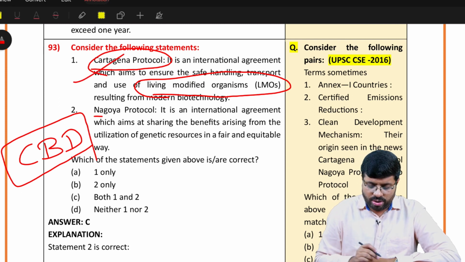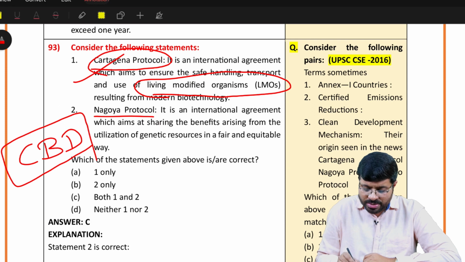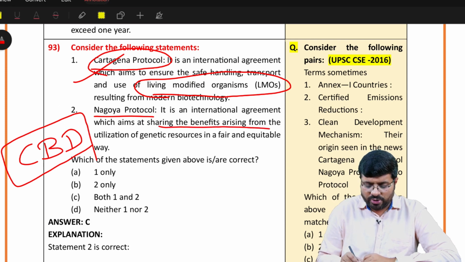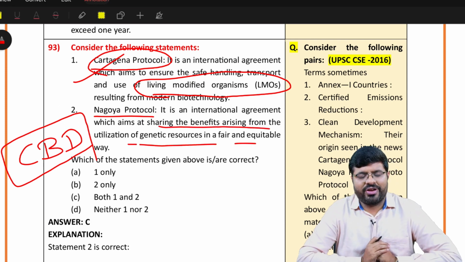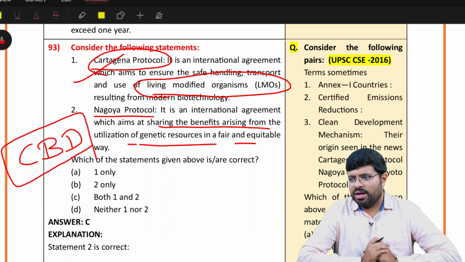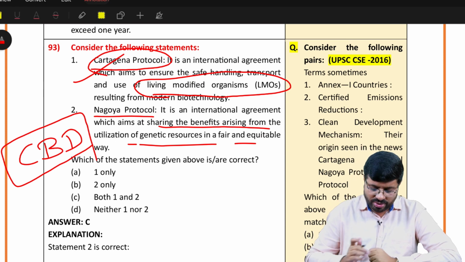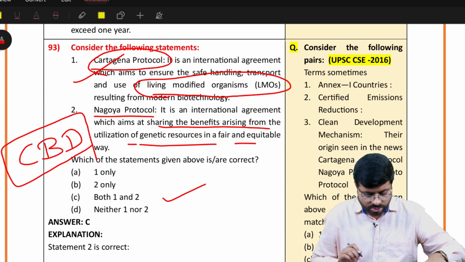Similarly, the Nagoya Protocol aims at sharing of the benefits arising out of utilization of genetic resources in a fair and equitable way. Take for example pasupu, turmeric. We all know it has been used as an antibacterial since ages. Even the tribes of India know that. There was one company which tried to apply for patents on that. To stop that, this is the Nagoya Protocol. So the answer is C, 1 and 2.